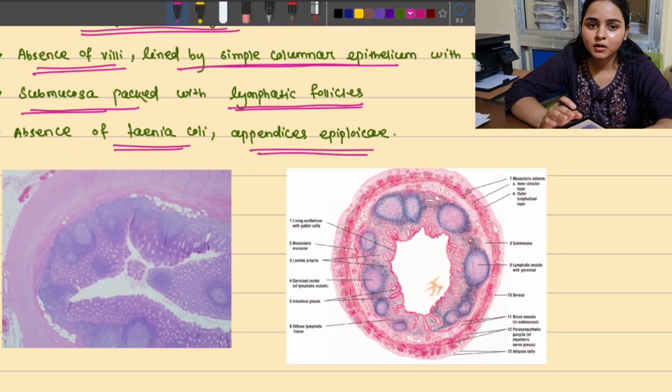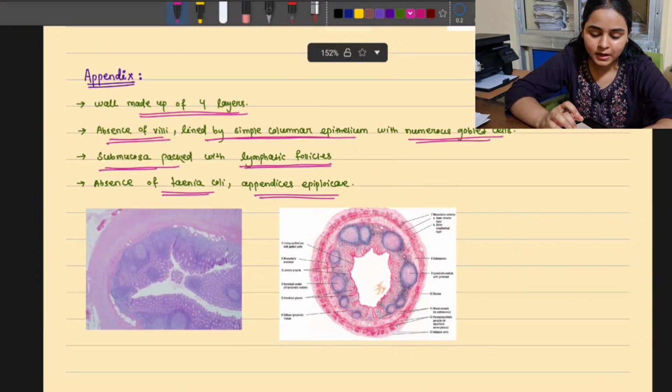There are only very few slides that you will find lumen in. One of them is appendix, others are like ureter or urinary bladder.